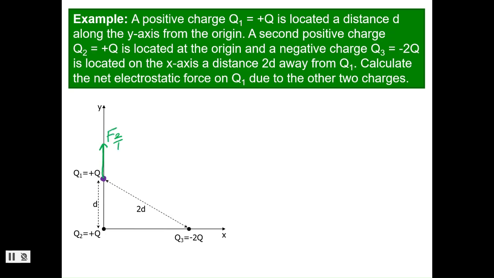Now the reason I'm doing that is because I have 3 charges and I'm going to have a lot of subscripts, and I want to make sure that I'm not going to make a mistake with my charges. And then if I look at Q3, that is a negative charge, so it's actually going to pull in and attract Q1. So I'm going to call that F of 3 on 1. So once again, I have a two-dimensional problem.